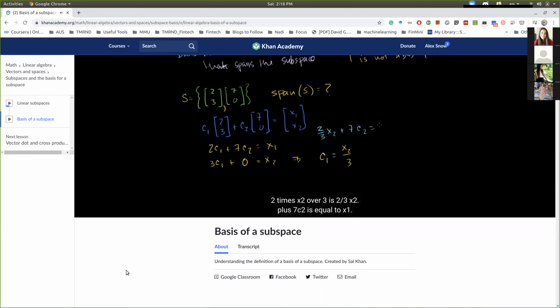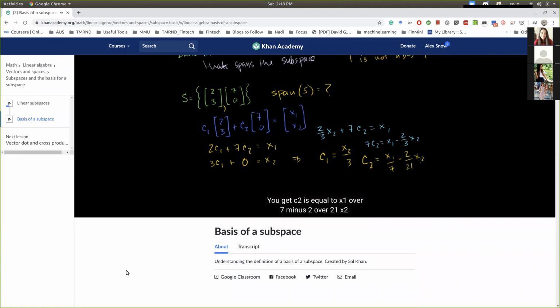And then what can we do? We can subtract the 2/3 x2 from both sides. So we get 7C2 is equal to x1 minus 2/3 x2. Divide both sides of this by 7, and you get C2 is equal to x1 over 7 minus 2 over 21 x2.